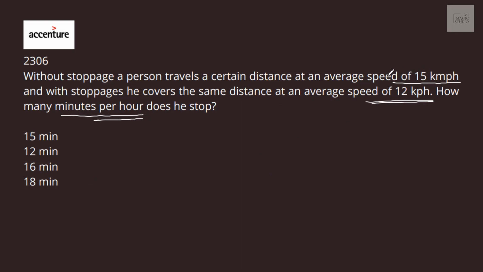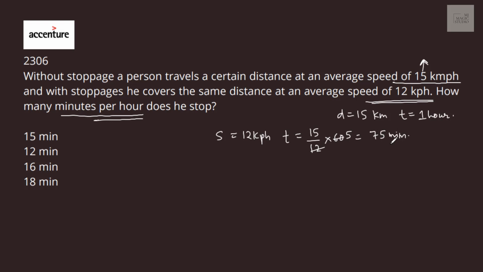Let the journey distance be 15 km. If the distance is 15 km, then without stoppage he is traveling at a speed of 15 km per hour, so he will take 1 hour. Now if the speed is 12 km per hour, then the time taken to complete the journey of 15 km would be 15 by 12 hour, multiplied by 60. So this will become 75 minutes. So instead of 60 minutes, now the time taken is 75 minutes.